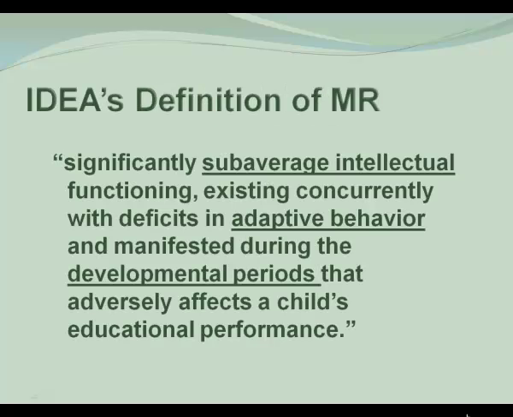Remembering that IDEA will call this disability mental retardation, let's look at their definition. IDEA's definition of MR: significantly sub-average intellectual functioning, existing concurrently with deficits in adaptive behavior, and manifested during the developmental periods that adversely affects a child's educational performance. As you can see, the three main components are 1.